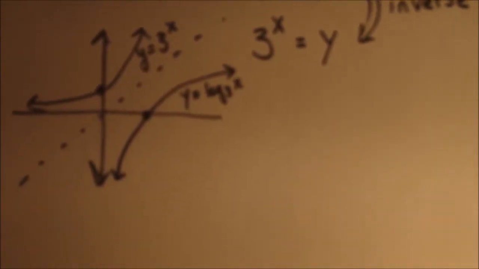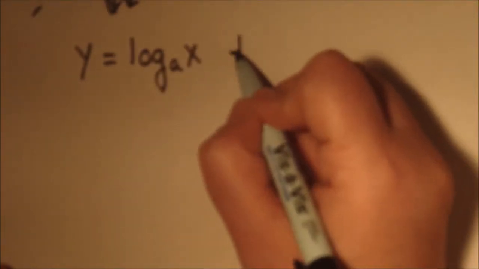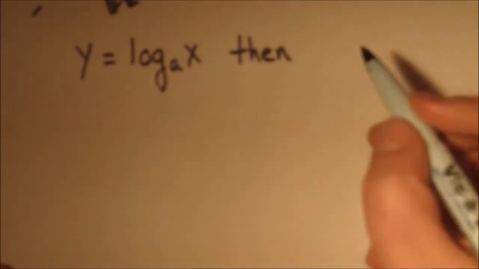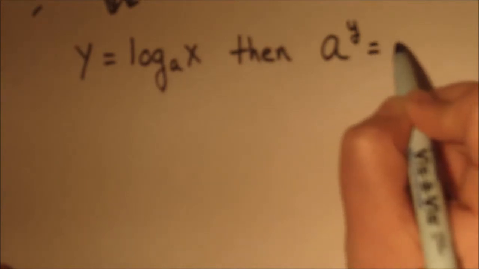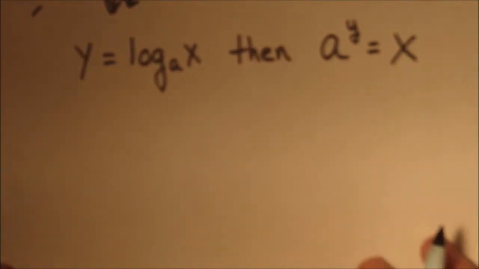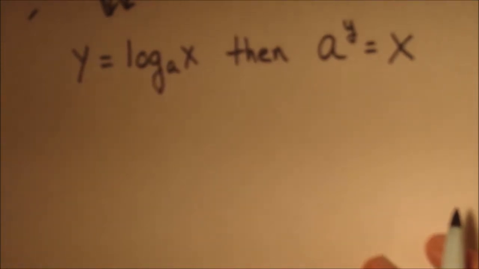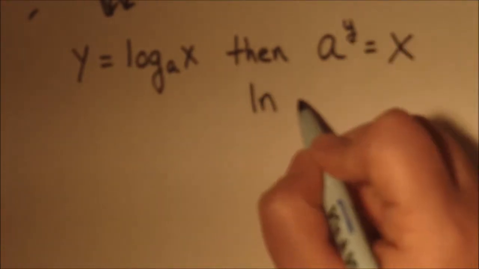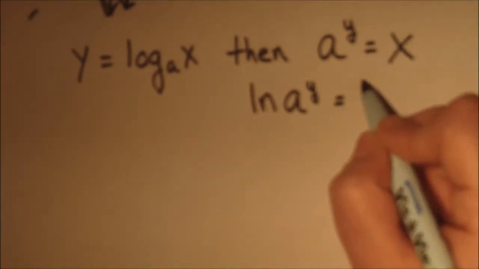So let's look at how log relates to natural log. Your high school teacher probably told you certain things that I'm going to touch on again. But if we were to look at y equals log base a x, using what we established above, then a to the y equals x. If I wanted to solve that for y, I could take the natural log of both sides to get y alone. So doing that, the natural log of a to the y equals the natural log x.